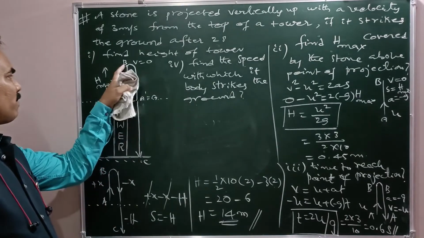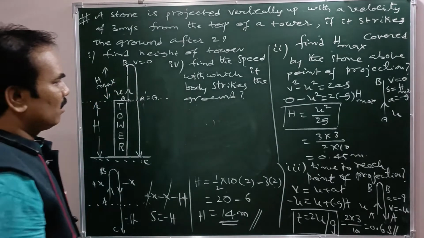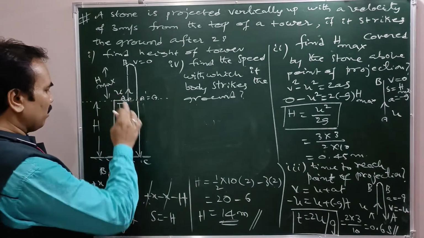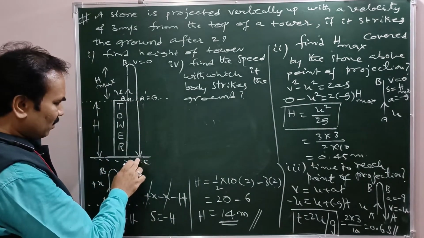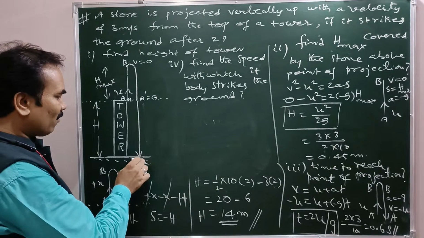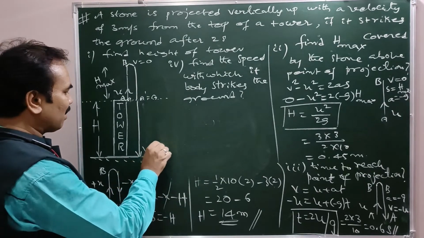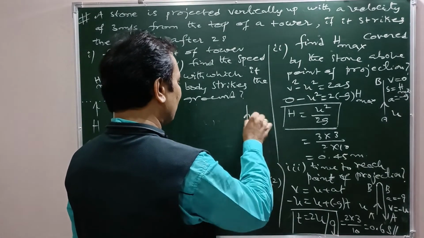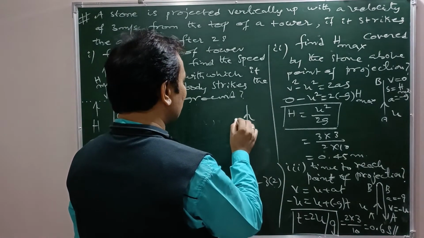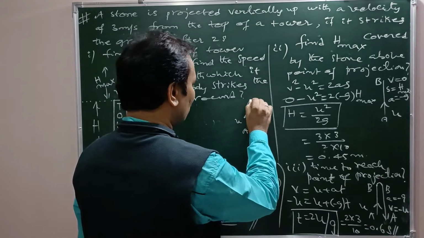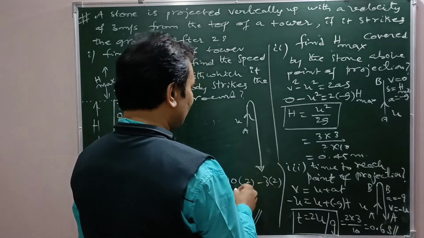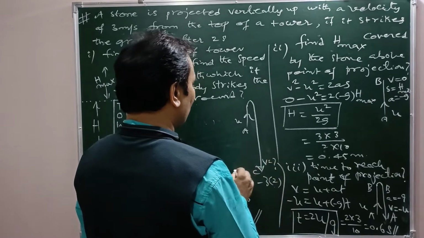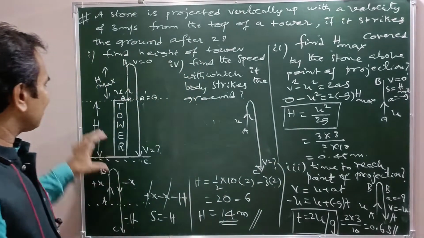That is A to B plus B to C. Now take the entire motion. At the point of projection, what is the speed? U. At the point at which it strikes the ground, what is the velocity? Here v is unknown. Now take this segment. At point A, velocity is u. Right? This is point C. The velocity is unknown. Now the displacement covered is minus h.